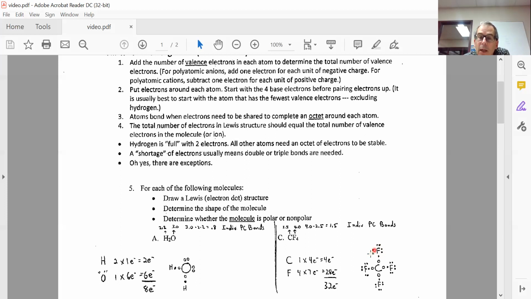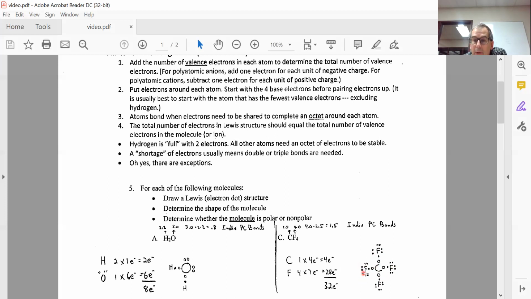Now this fluorine has 7 of its own electrons. It shares with the carbon to get to 8. I do the same thing with this fluorine here, this fluorine here, and this fluorine here. Ultimately, I have 8, 16, 24, 32 total electrons.